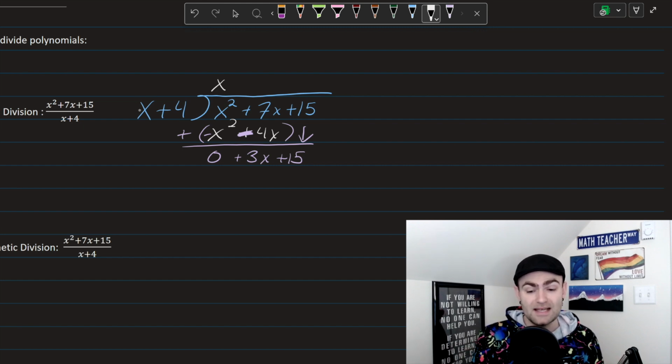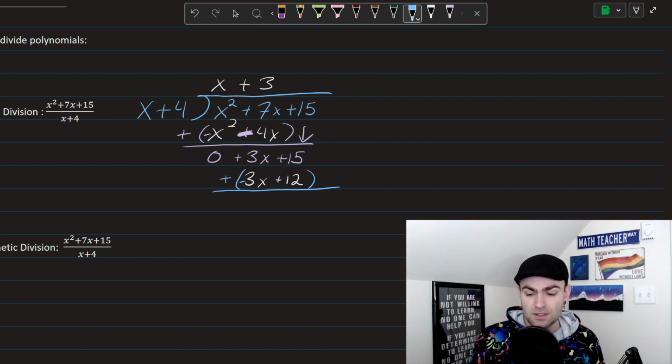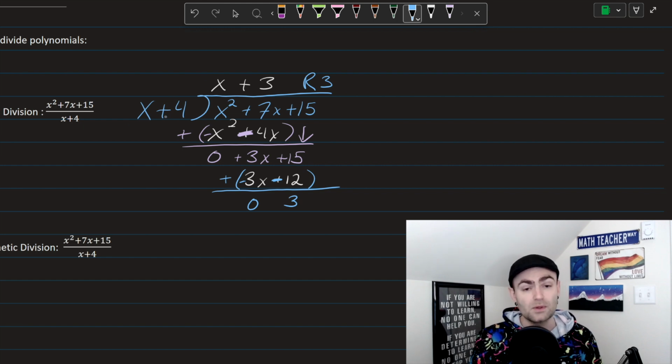What do I need to multiply this x by to get 3x? That would be a 3. So I'm going to distribute that 3. 3 times x is 3x. 3 times 4 is 12. A positive 12, and we are going to subtract this. So distribute that subtraction, and we get 3x minus 3x, which is 0, and 15 minus 12, which is 3. So this means that when I divide x squared plus 7x plus 15 by x plus 4, I get x plus 3 with a remainder of 3.